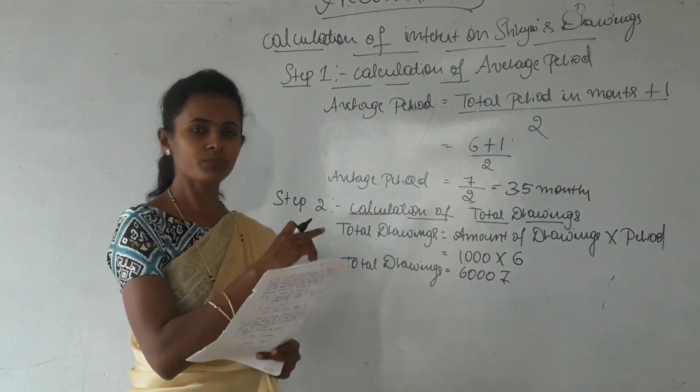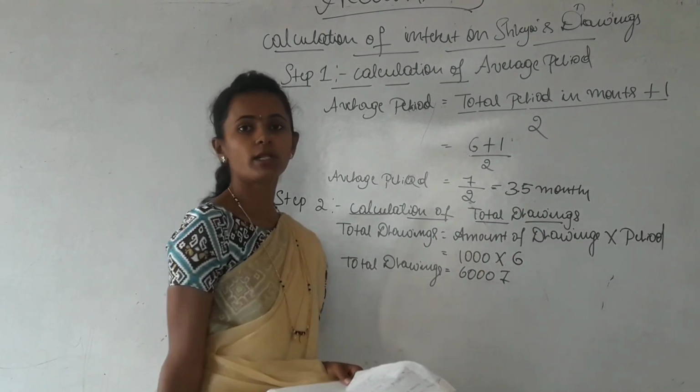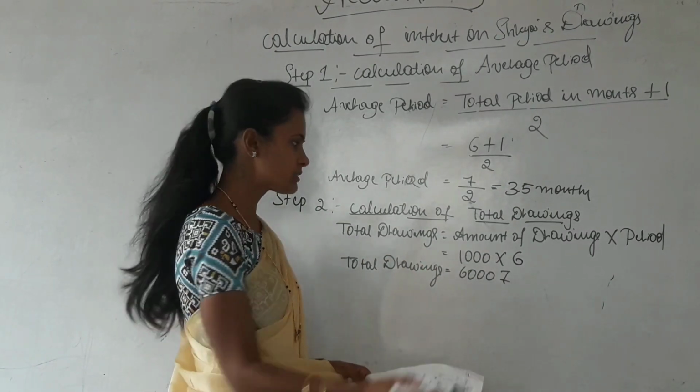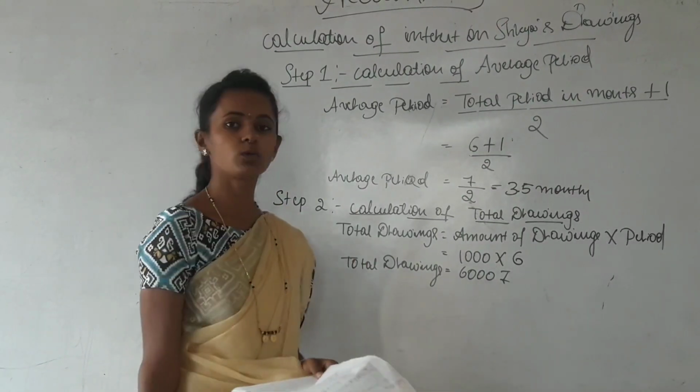Is that clear? The amount of drawings is given in the problem as 1000, and the period is given as half yearly. Half yearly is nothing but 6 months. So 1000 into 6, you will get 6000 rupees as your total drawings.